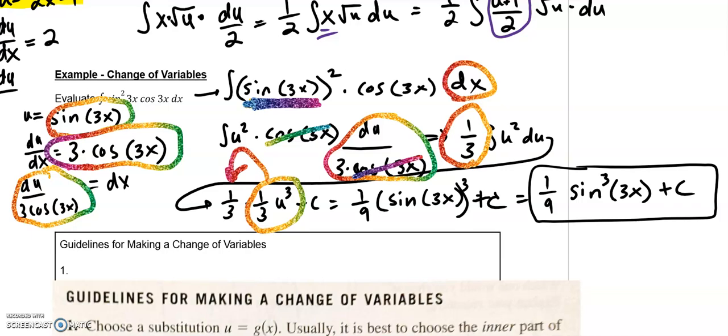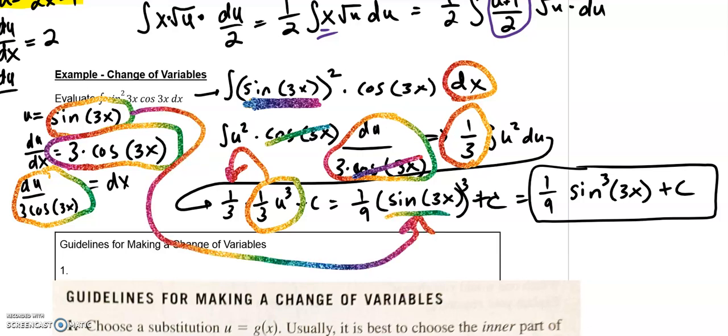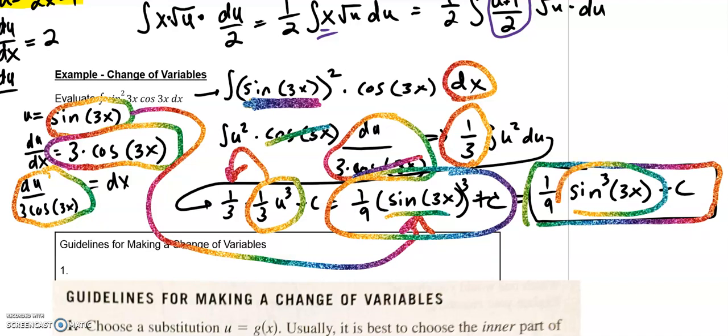Then resubstituting in the sine of 3x, that is our original u function. We resubstitute that back in, and we can either keep it here, or you can rewrite it as, since it's sine of 3x quantity to the third, you can rewrite it as sine cubed of 3x. So it looks like this. They're the same thing, it doesn't really matter.